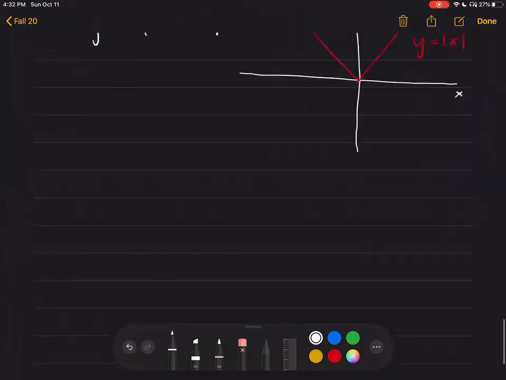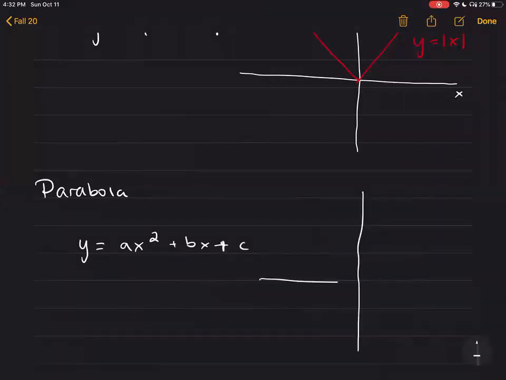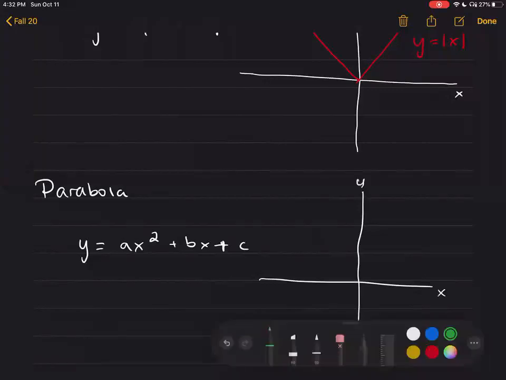And the last basic one is a parabola, right? So this is just a quadratic, which we have seen before, in this form. And then these are always their classic U shape, looking kind of like this.